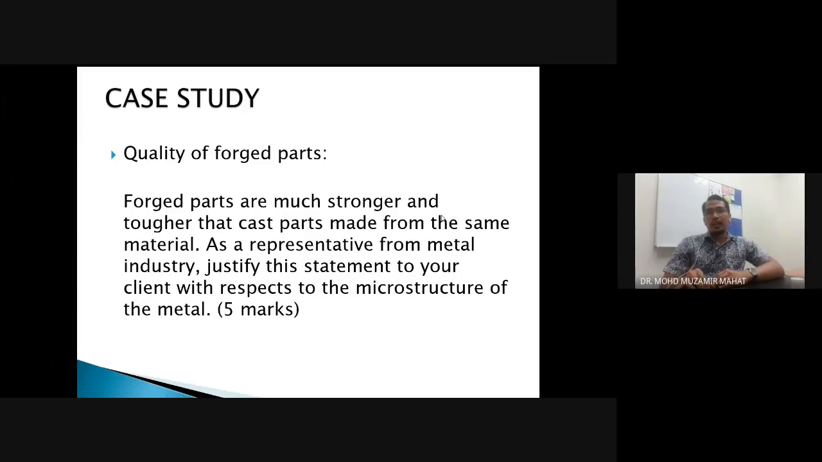Some case study. This is something that we can discuss here: the quality of the forged parts. Forged parts are much stronger and tougher than cast parts made from the same materials. So here, as a representative from the metal industry, justify this statement to your client with respect to the microstructure of the metal.